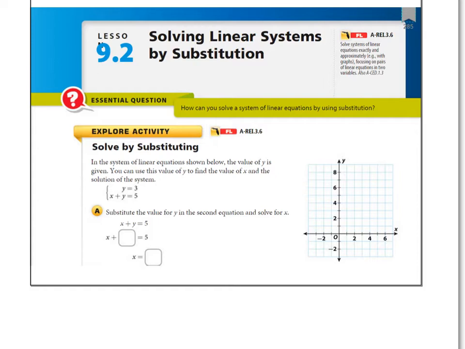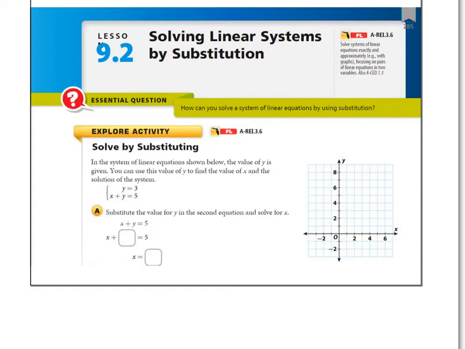So we're still solving linear systems. We're learning our second method, which is what we call substitution. Now remember, the first method is graphing. Graphing, we learn it first because we need to see the visual of what we're looking for here. But to be honest, it's typically not the method we fall back to when we're solving.